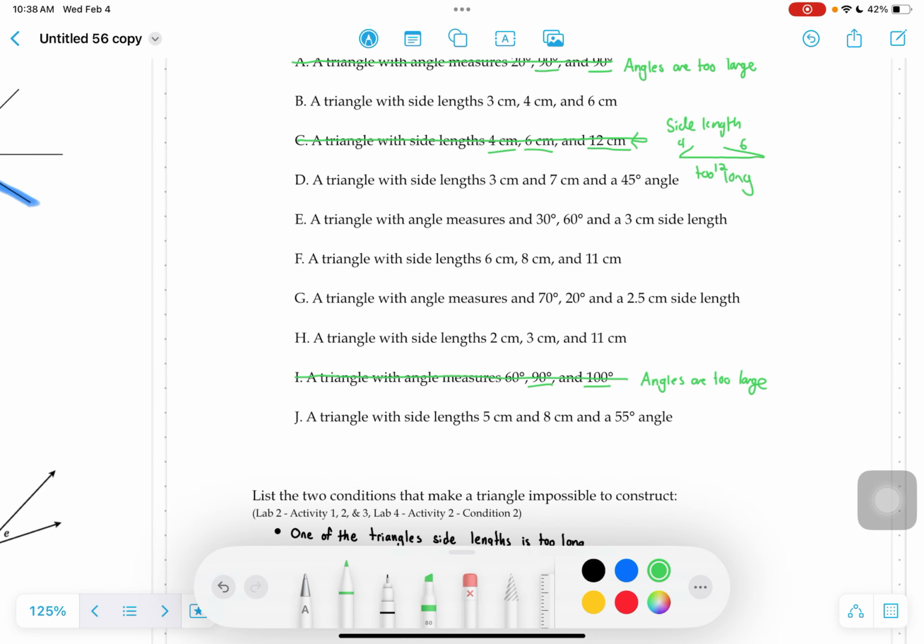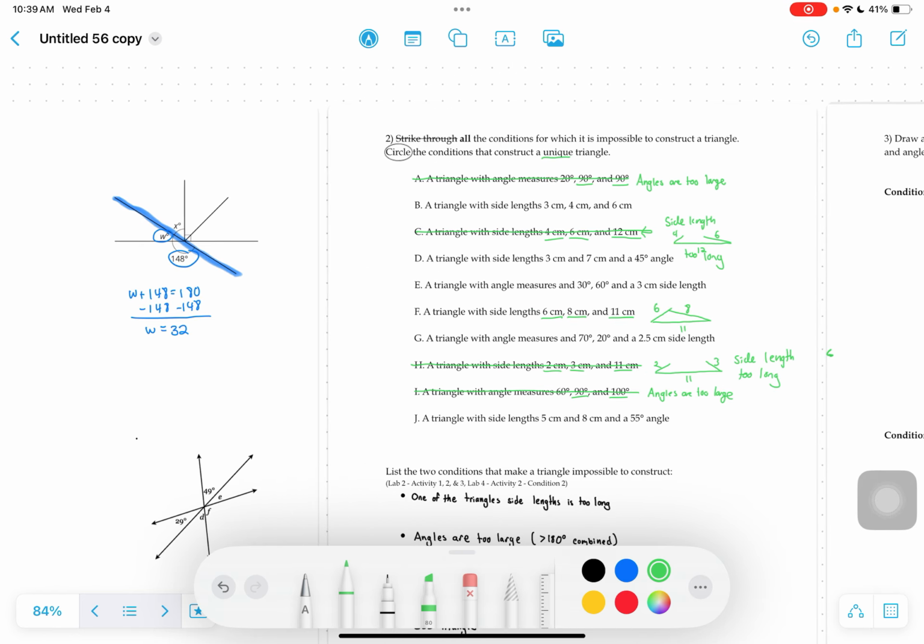Let's see if there's any more like that. I see down here we have 3 side lengths. 11 does seem pretty big. Let's think about it. If I have 11 and I have a strip that's 8 and I have a strip that's 6, oh, that seems like it would make a triangle. Let's look down here. If I have 2, 3, and 11, oh, that doesn't seem right. 11, a little 3 strip, a little 2 strip. Oh, that would definitely not make a triangle. Let's strike that one through. Side lengths too long.